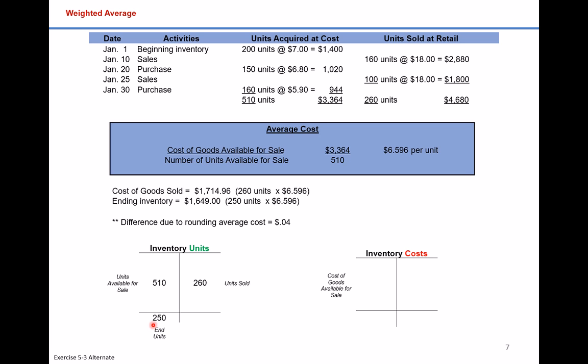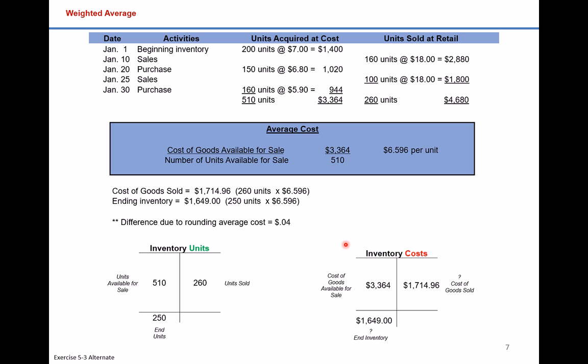Well, it's the same number we looked at in the specific method, the 3364. That's the cost of all the goods that were available to sell. From here, we can subtract out cost of goods sold or ending inventory, whichever you want to do first is fine. You're going to get the other one as the product. Let's subtract out the 1714.96, that was cost of goods sold. So if we had goods available for sale of 3364, we take out 1714.96. What's got to be left is the value of the ending inventory at 1649.